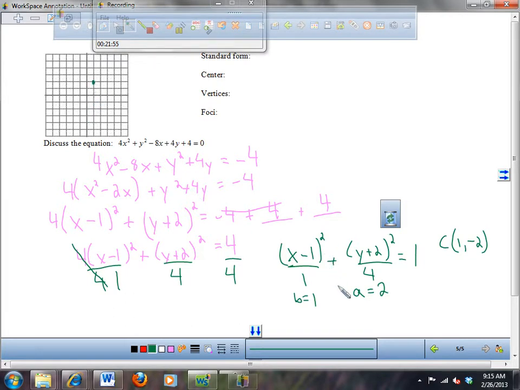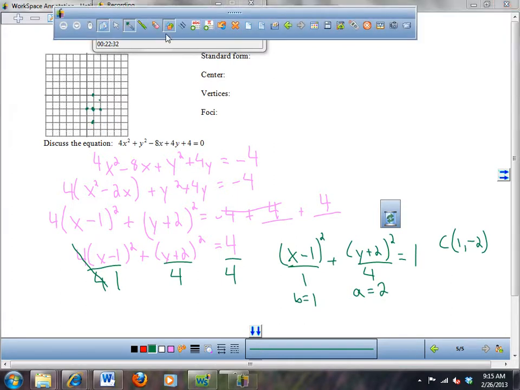So if I go, it's a vertical one. So if I go 2 up from there, and 2 down from there, 1, 2. I didn't graph 1, negative 2, did I? 1, negative 2. So I'm going to go up 2 and down 2, and I'm going to go over 1 and over 1. So those are your 4 points of your ellipse.